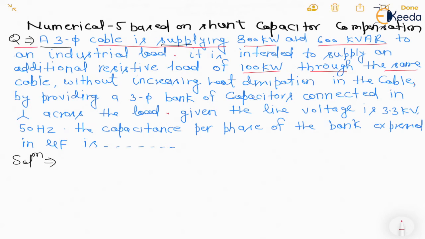So when we are going to solve this question, we need to study it very carefully. This is asked for 2 marks in the GATE examination, and this is a little bit complex question. A three-phase cable is supplying 800 kilowatt and 600 kVAr to an industrial load. Let us assume we have one cable and one industrial load. The industrial load is 800 plus j600, so the cable is also supplying 800 plus j600.